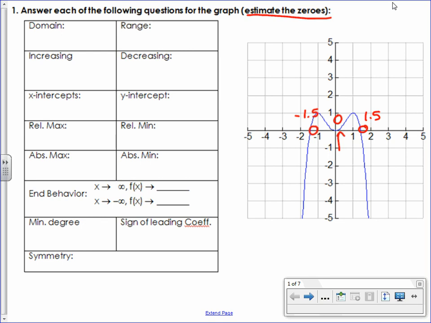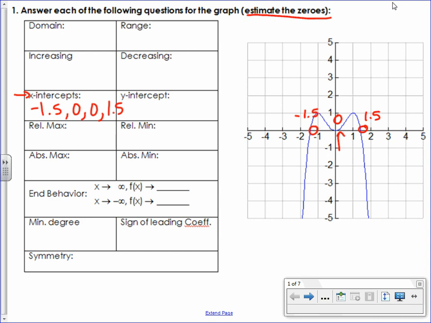It has a 0 at negative 1.5. It has a 0 at 0. It has another 0 at 0. And then it has one at positive 1.5. So what you just found were your x-intercepts. And those are going to be kind of our going off points. So let's go ahead and write those under x-intercepts. I've got one at negative 1.5, at 0, at 0, and then again at 1.5.